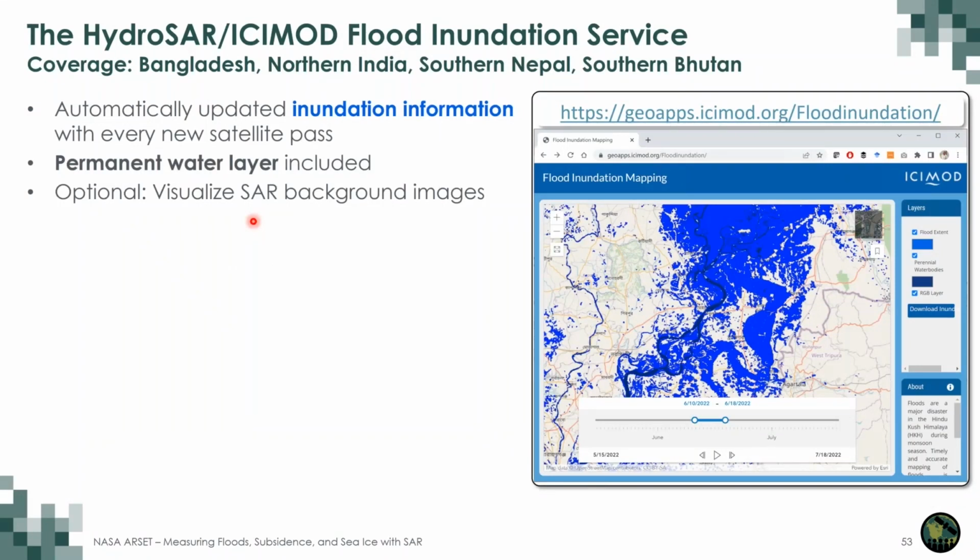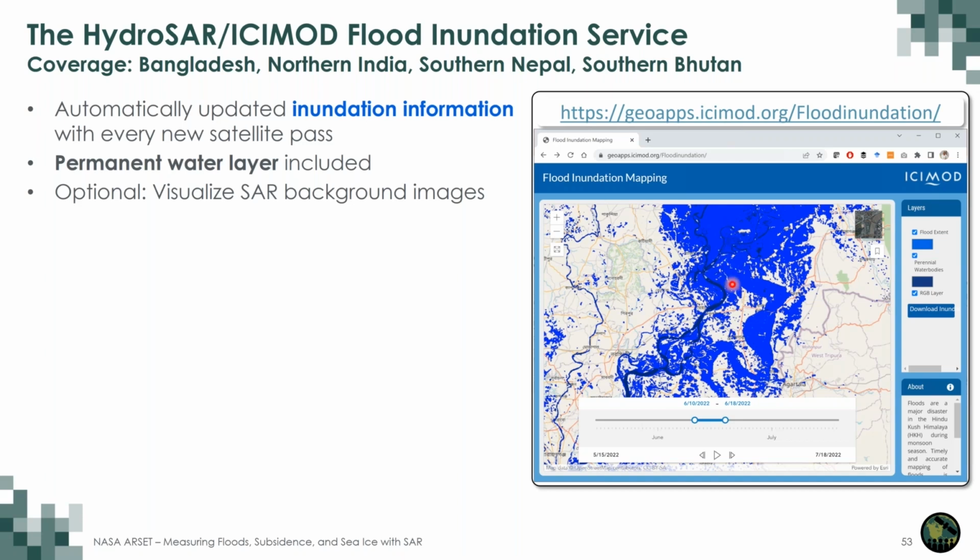On this slide, I show you that we actually built a service based on this technique to do continuous water mapping in the Hindukush Himalaya region. So we do water mapping for Bangladesh, northern India, southern Nepal, and southern Bhutan. This slide includes a link. So once you have these slides, I encourage you to look at this link and explore that platform that we've built that automatically does water mapping in this region.